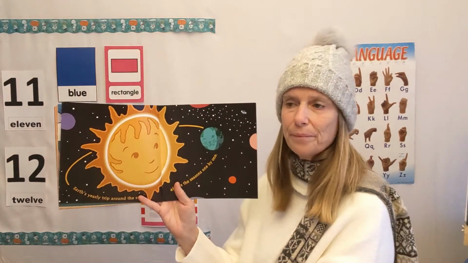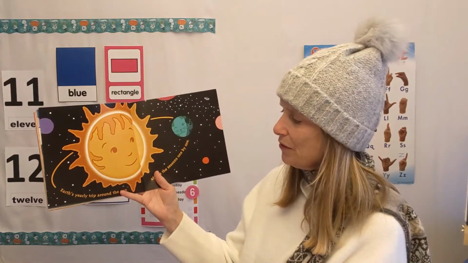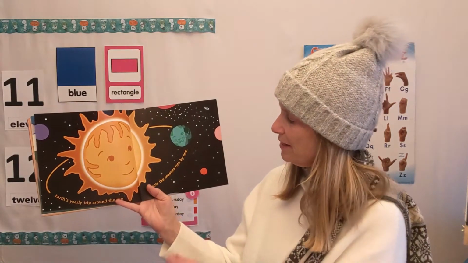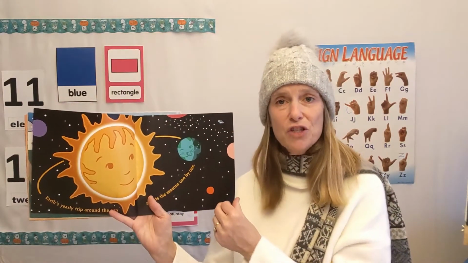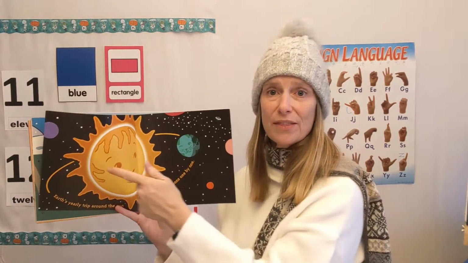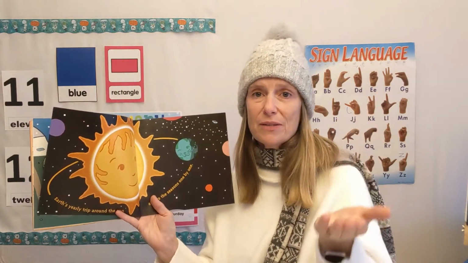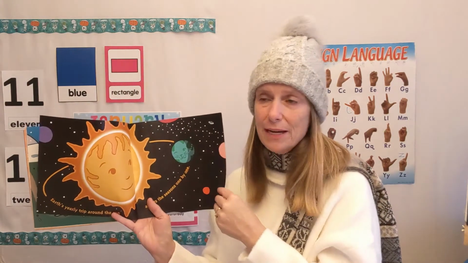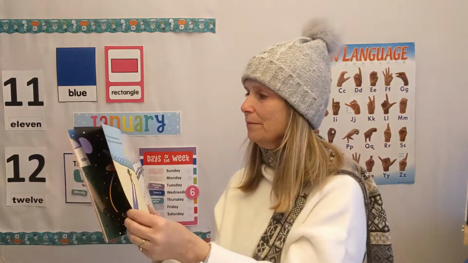Ooh, look. Earth's yearly trip around the sun affects the seasons one by one. Did you know that the planet we live on, the planet Earth, takes, as I said, a yearly trip around the sun? In our minds, we think that the sun goes up in the morning and goes down at night, but that's not really what's happening. The Earth is the one that's moving.